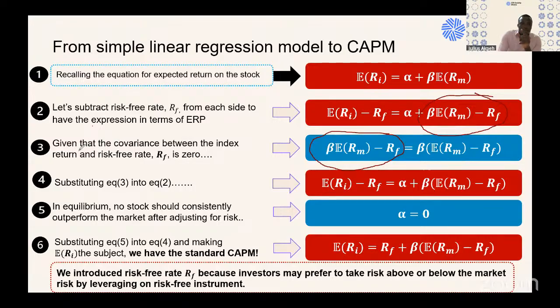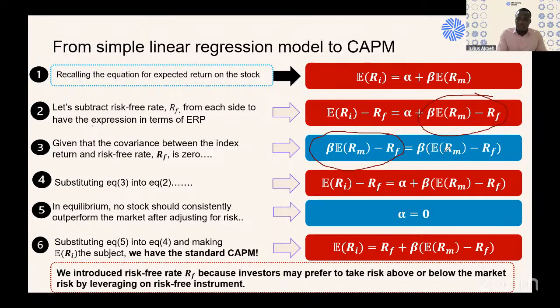I'm doing that because the covariance between the index return and the risk-free rate RF is 0. If the covariance between them is 0, it means that the beta is not sensitive to the risk-free rate. And also it means that the return on the index is not entirely risky. Guys, listen carefully. The return on the index is not entirely risky.